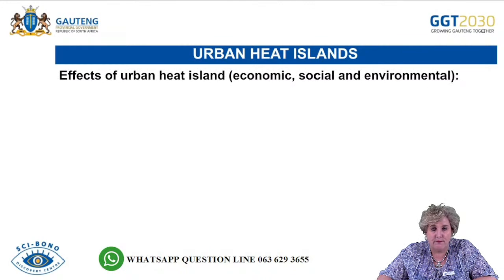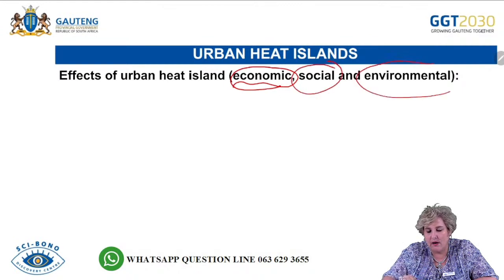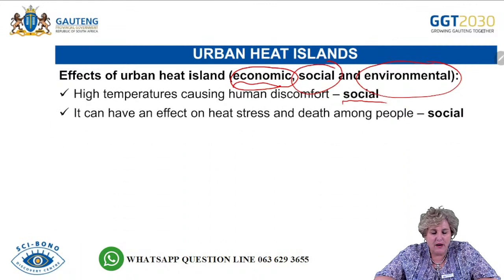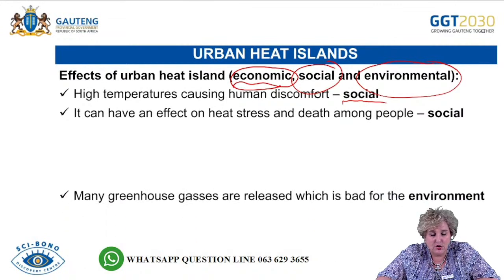What is the effect of the urban heat island? Again, what is the economic effect, the social and the environmental effect of an urban heat island? First of all, if we have these high temperatures, it will cause human discomfort. People will start saying, oh, it's very, very hot, so it's discomfort. And that will contribute to a social factor. It can have an effect on heat stress, and people can also die because of this heat stress, this discomfort and these high temperatures that get very hot, and that will be a social factor.